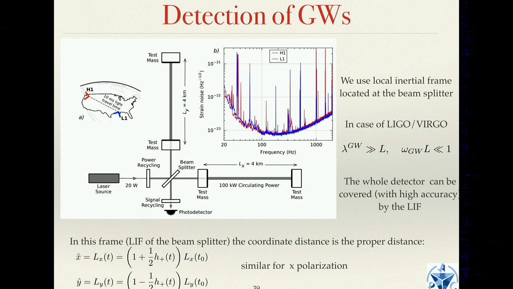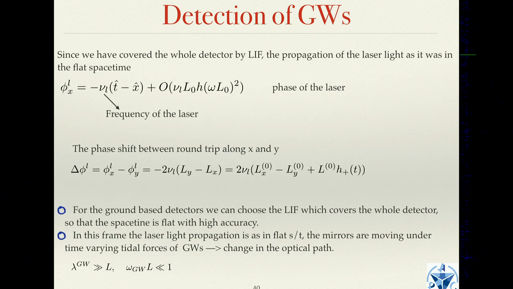For them, it's basically what they see when they see this equation, saying, oh, there is a gravitational field. It looks like a tidal field, which is a function of time, and it moves my mirrors. I can measure the distance, basically. That's what is written here. And similar for cross-polarization. Very easy approach.